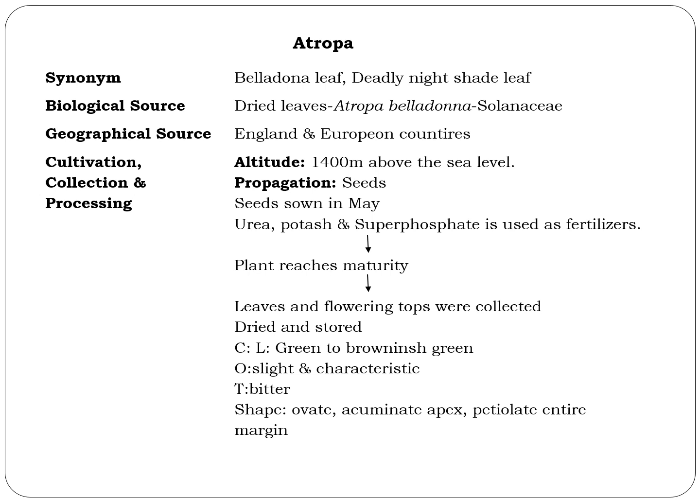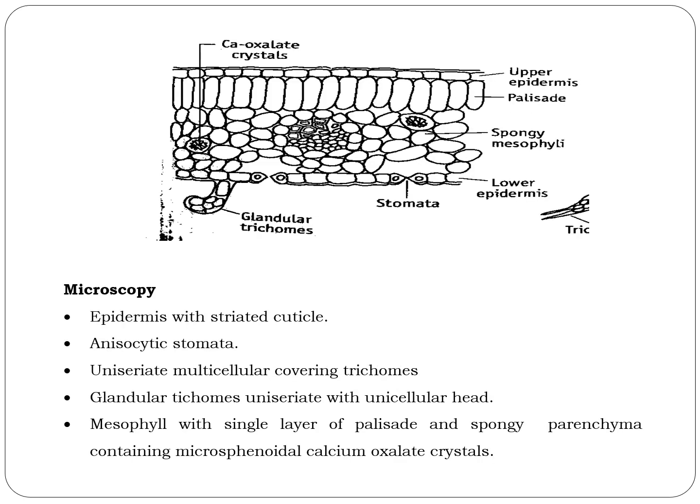During its propagation, urea, potash and superphosphate are used as fertilizers. After the plant reaches maturity, the leaves and flowering tops are collected, dried and stored. The color is green to brownish green, the odor is slight and characteristic, and the taste is bitter. The leaves are ovate, with acuminate apex, petiolate, and entire margin. In the section cutting of Atropa leaf, the epidermis has a striated cuticle and contains anisocytic stomata. Uniseriate multicellular covering trichomes are present, and you can also see glandular trichomes with a uniseriate, unicellular head.